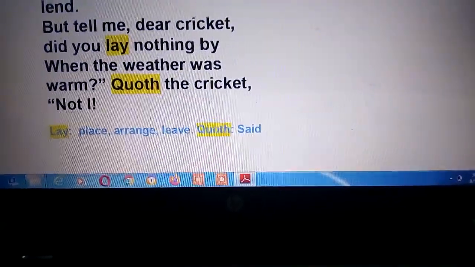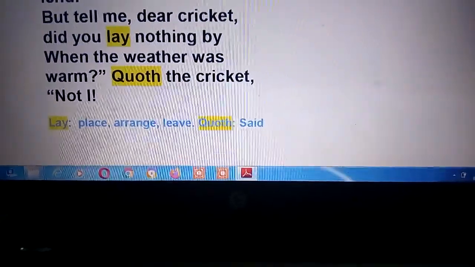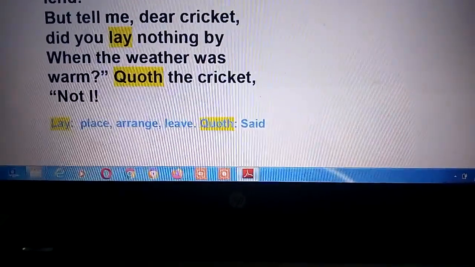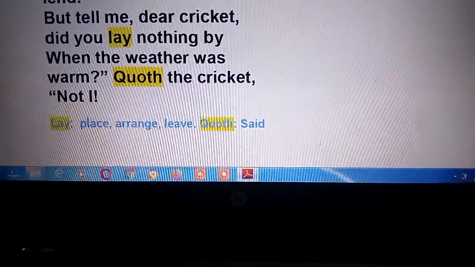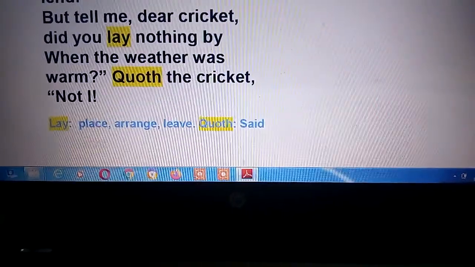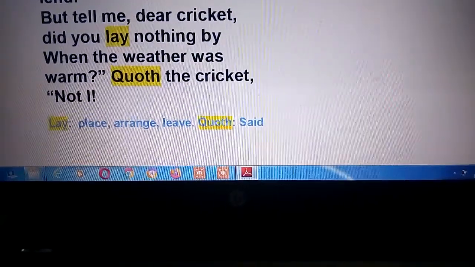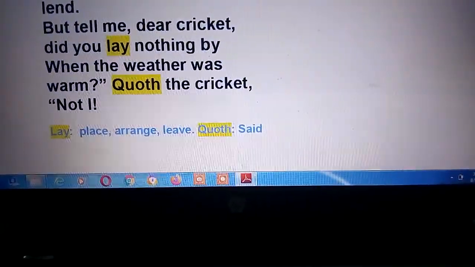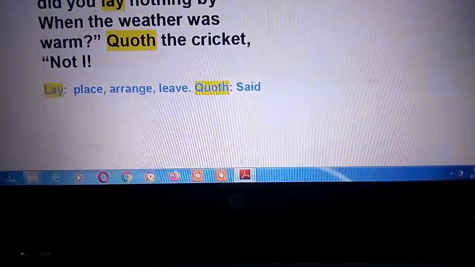Did you not save anything for yourself when the weather was warm? When the weather was good, and then what were you doing? Warm means good. We have earlier discussed. So quoth the cricket not. So the cricket said. Quoth is an old English word for said. So quoth the cricket, no, I did not store anything when the weather was warm.